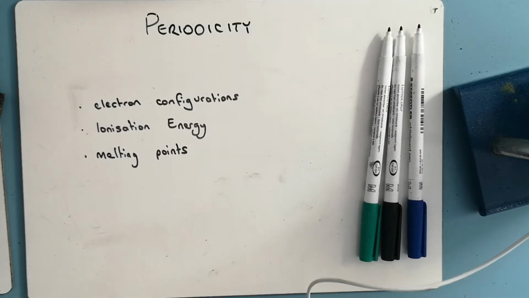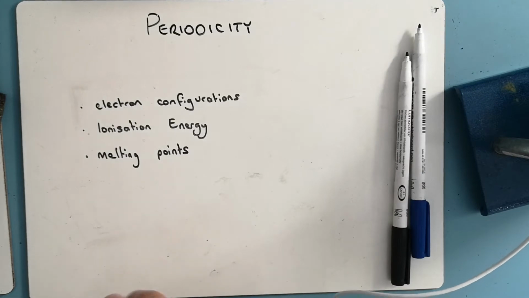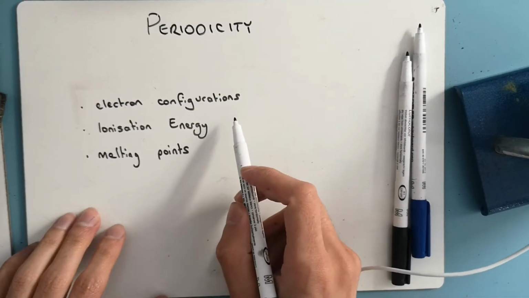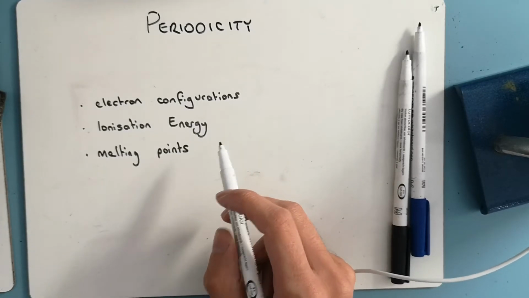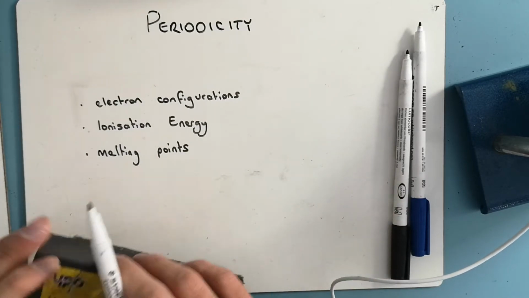Hi, this video is going to look at periodicity from the A-level OCR chemistry specification. It's going to go through electron configurations as you go across a period. It's going to look at ionization energy as you go across a period, and it's going to look at melting point and some of the trends of these two.